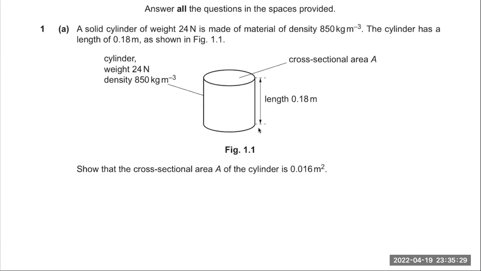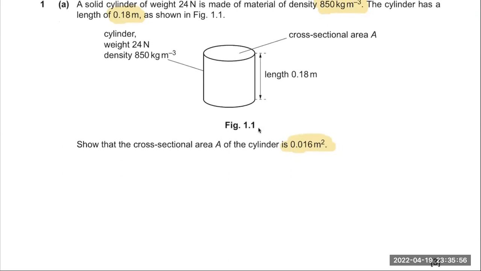So question number 1 from the paper says, a solid cylinder of weight 24 Newton is made of a material of density 850 kilograms per meter cube. The cylinder has a length of 0.18 meters as shown in figure 1.1. Show that the cross-sectional area A of the cylinder is 0.016 meters squared. So they've given you the weight, they've given you the density, they've given you the length. They want you to calculate the area.